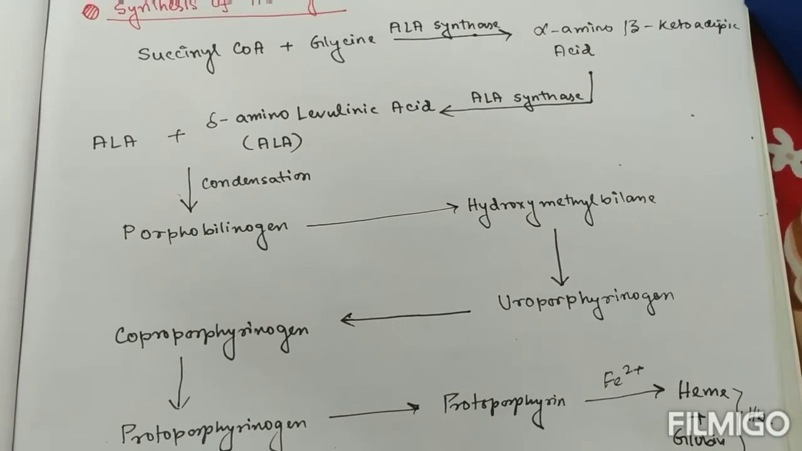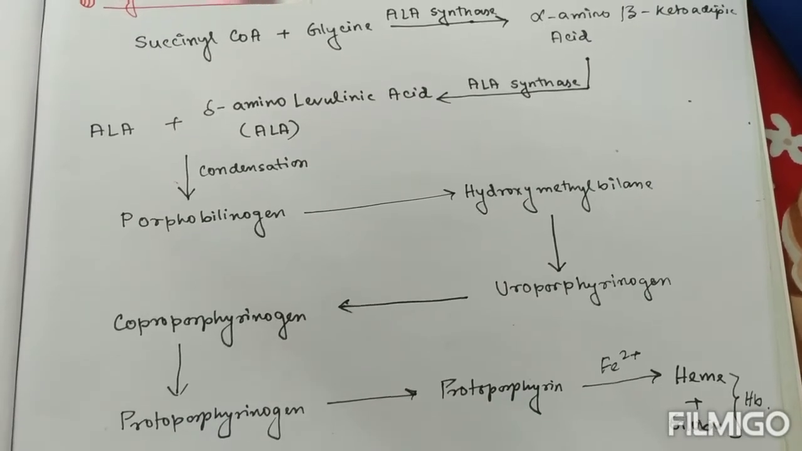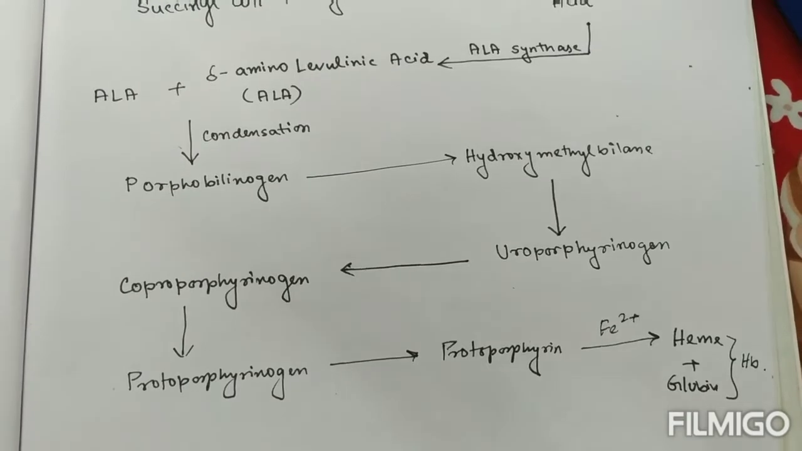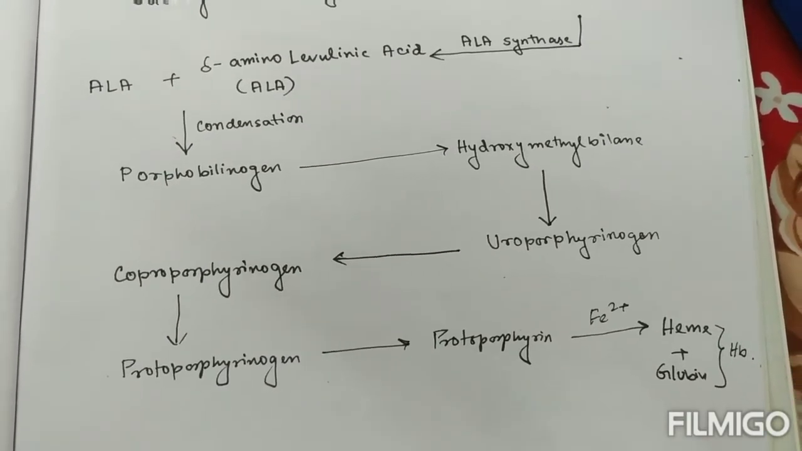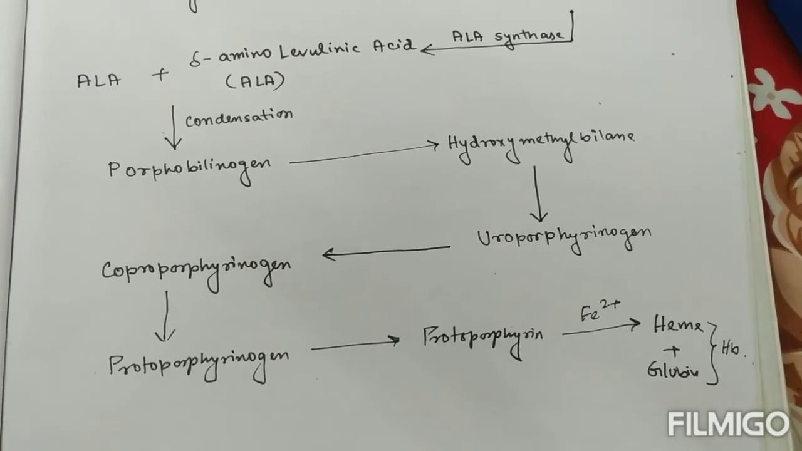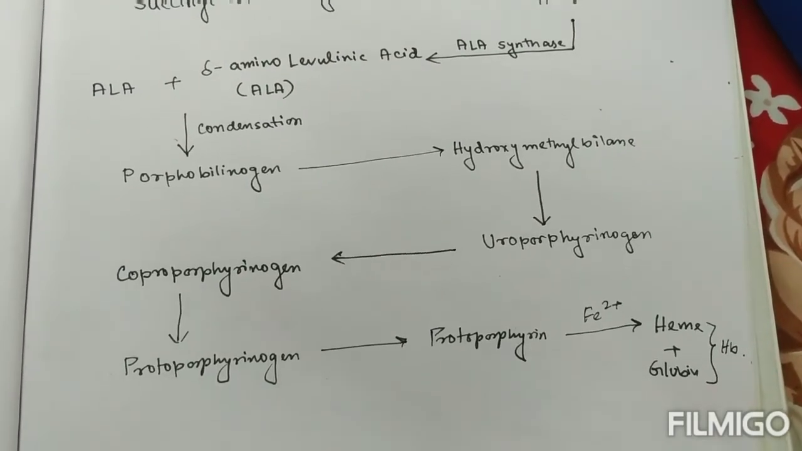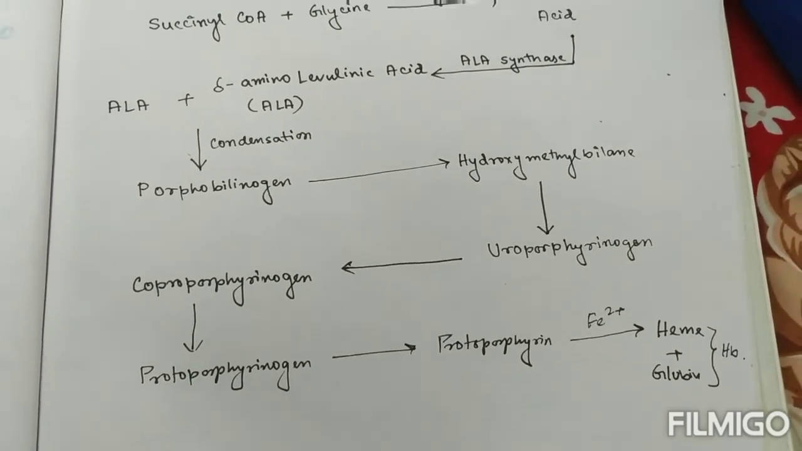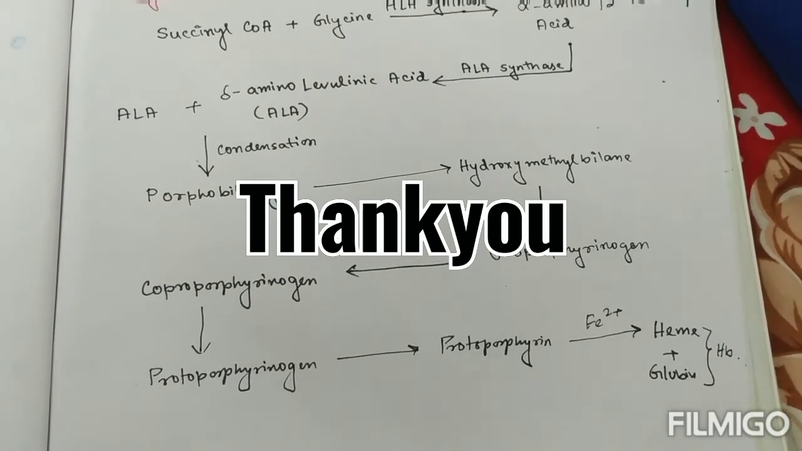porphobilinogen. This porphobilinogen ultimately produces hydroxymethylbilane, then uroporphyrinogen, then coproporphyrinogen, protoporphyrinogen, and ultimately protoporphyrin. This protoporphyrin joins with iron to form heme, and thus 4 heme and 4 globin chains together constitute one single hemoglobin molecule. So this is the very basics of hemoglobin. We will discuss later the functions of hemoglobin and diseases related to hemoglobin in other videos. Thank you guys for watching.